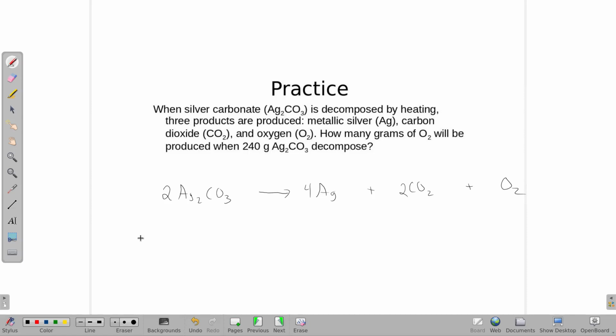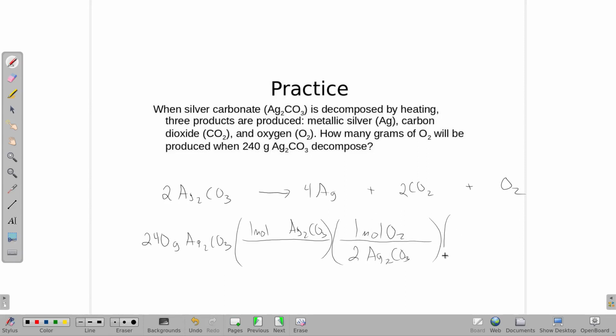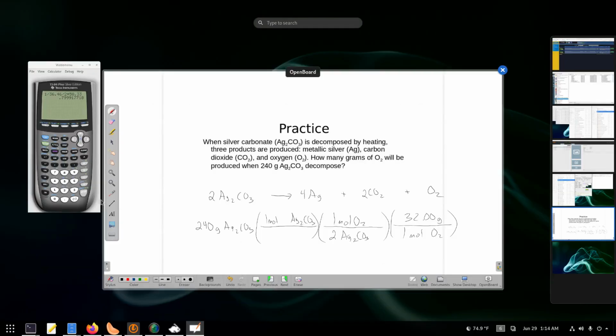All right, once we have an equation balanced, we're ready to actually do the same 3 conversion factors we did before. We need the molecular weight of the silver carbonate. We will relate our silver carbonate, what we had, into what we want, and then we're going to convert that into grams using the molecular weight. Now that one I know because we've done it before. But I need to calculate the molecular weight of silver carbonate.